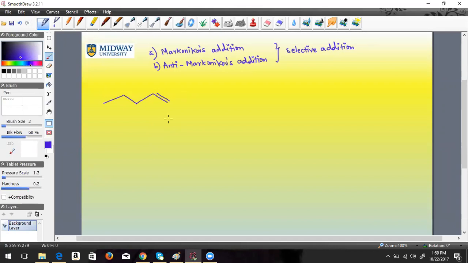What is an unsymmetrical alkene? If you have groups that look dissimilar on both sides of a double bond, then it is an unsymmetrical alkene. Clearly, on this side you have two hydrogens, and on this side you have a hydrogen and this remaining group, so it is an unsymmetrical alkene. To be specific, this is a 1-pentene, 1, 2, 3, 4, 5. And if this were to react with HBr, what is our product?